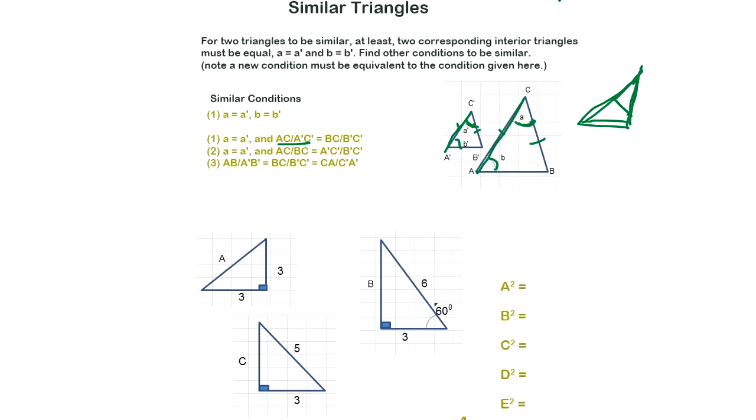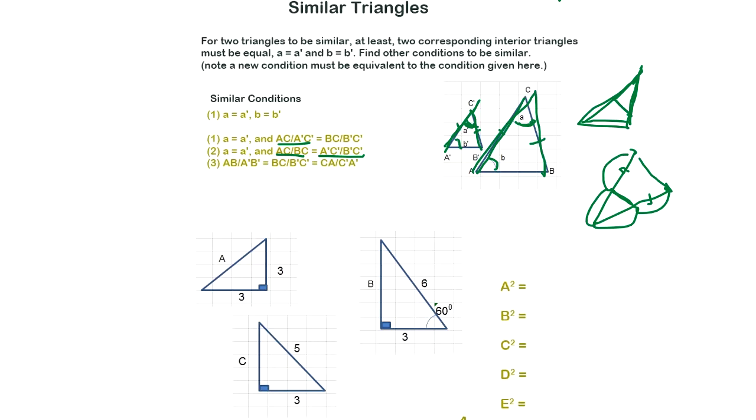The other way around, the ratio of AC to BC is the same as A prime C prime to C prime B prime, and the angle is the same. So basically you have one angle and this ratio. If the ratio is the same, you divide this into the same ratio, that's going to be a similar triangle.